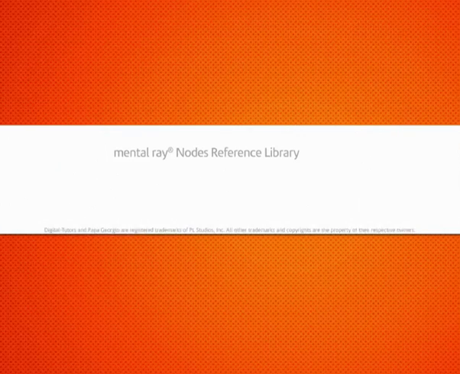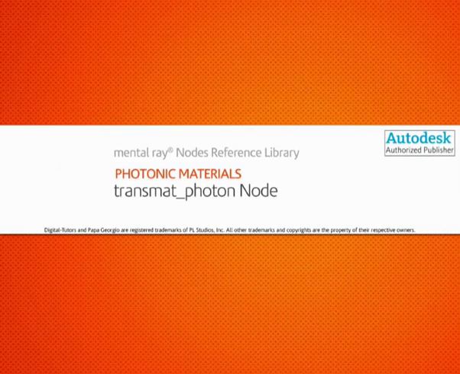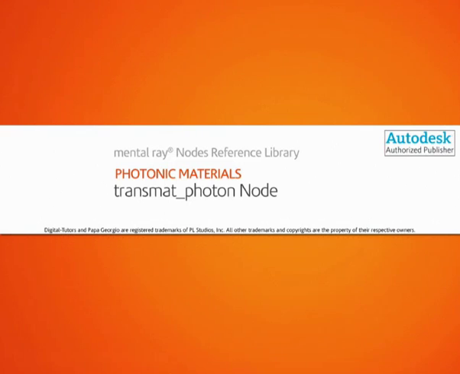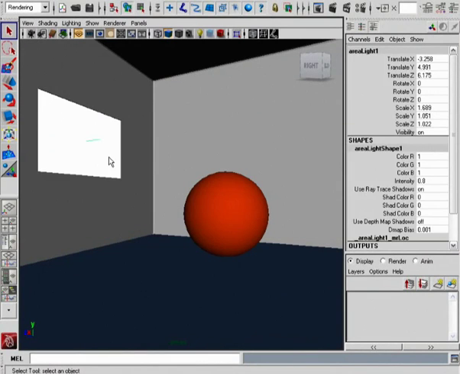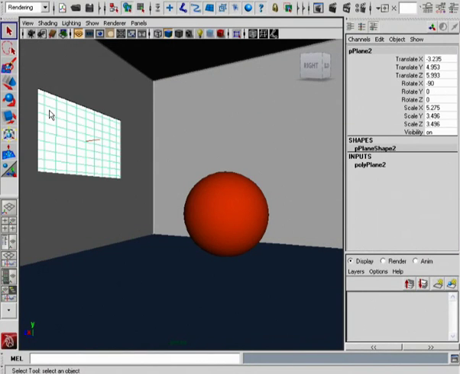In this lesson, we'll see how we can utilize the transmat photon shader. So what this node will allow us to do is completely eliminate the interactions of photons with certain types of objects, or certain objects that have this type of shader assigned to them.